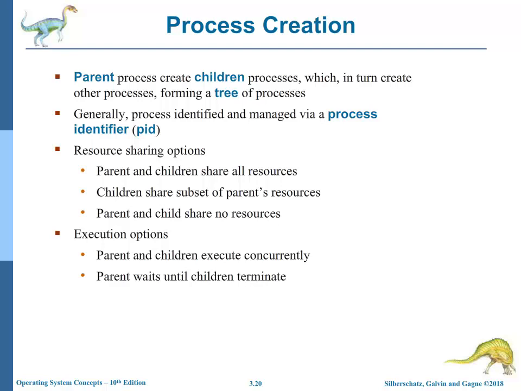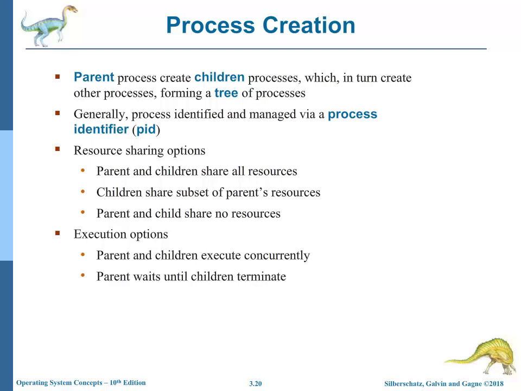Most operating systems, including Unix, Linux, and Windows, identify processes according to a unique process identifier, or PID, which is typically an integer number. The PID provides a unique value for each process in the system, and it can be used as an index to access various attributes of a process within the kernel.